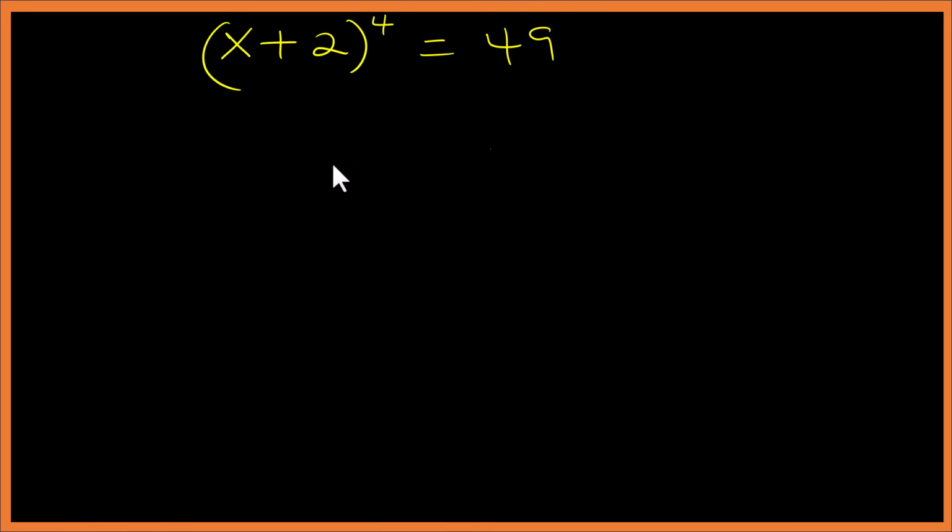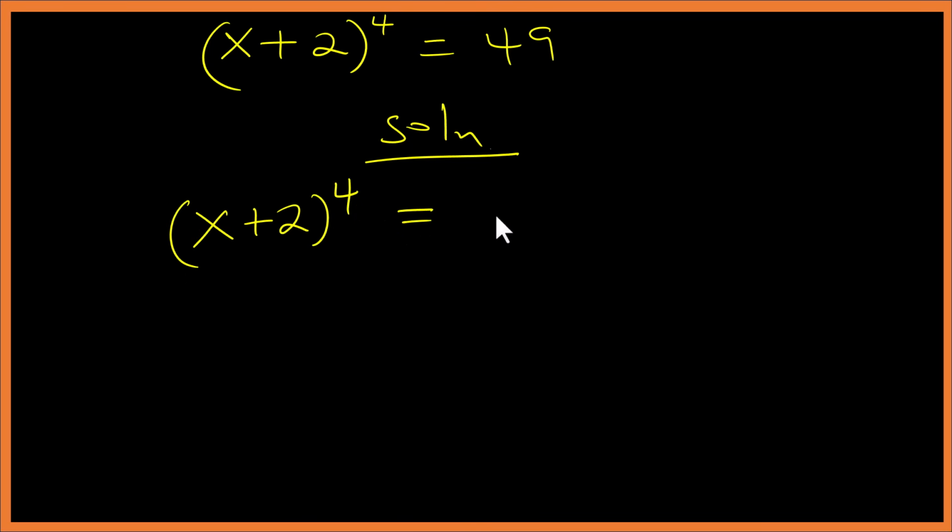All right, let's provide a solution to this problem. So we are given (x plus 2) all raised to 4 equals 49. So, solution: we have (x plus 2) raised to 4 equals 49.